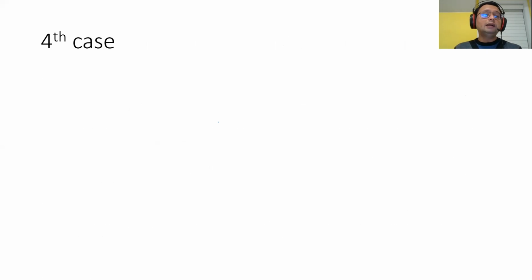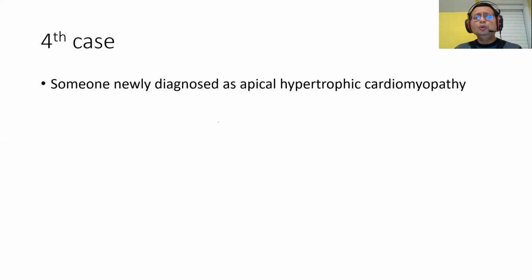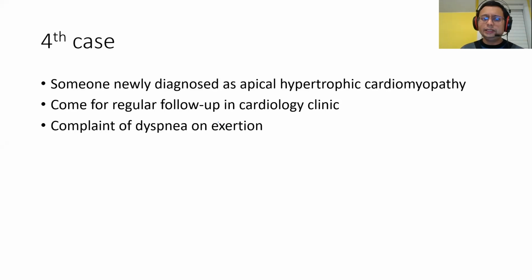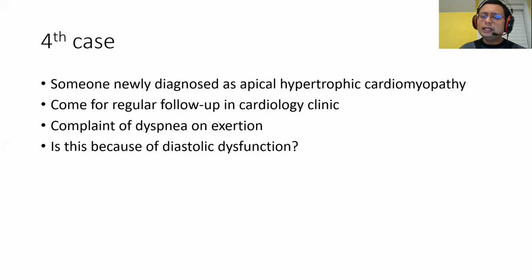Let's look at our case number 4. Someone newly diagnosed with apical hypertrophic cardiomyopathy. Red flag, apical HCM. Does the patient have myocardial disease or not? Remember that the diagnosis of hypertrophic cardiomyopathy needs a thickness of more than 1.5 centimeters, unless you have a first degree relative, in which the threshold goes down to 1.3 centimeters. Comes for a regular follow-up in cardiology clinic, complaining of dyspnea on exertion. Is this because of diastolic dysfunction?